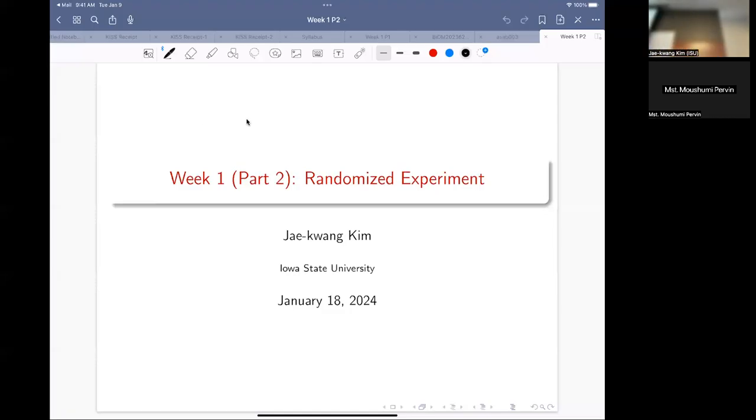Welcome to this class. Today I'm going to do a brief introduction of the randomized experiment in the context of causal inference.